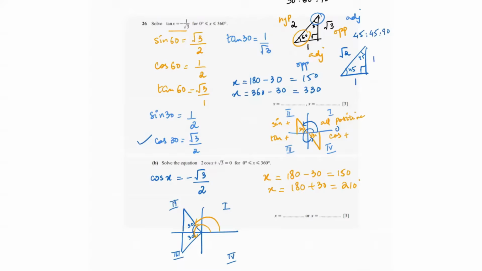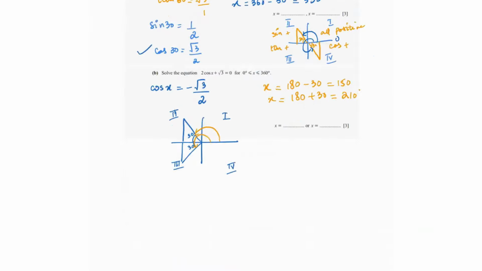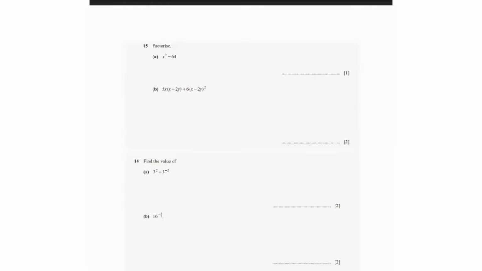And the fourth quadrant, you subtract the angle from 360. That is how you find the angle for each quadrant. So this was for trigonometry. Then factorization. For factorization, you need to know all three methods.